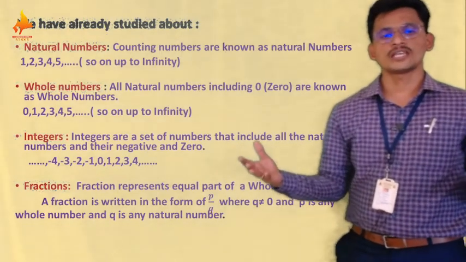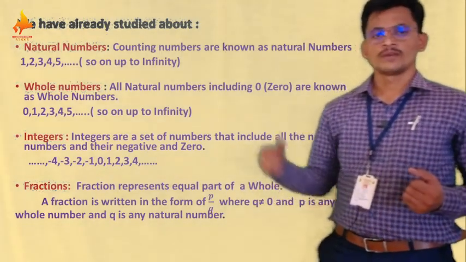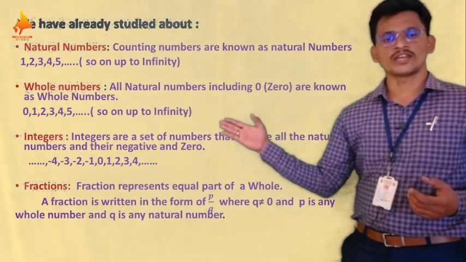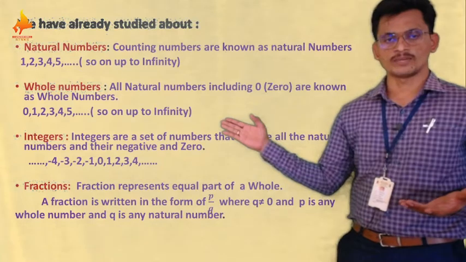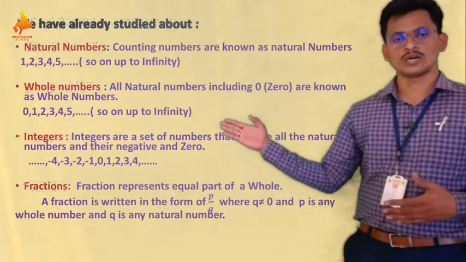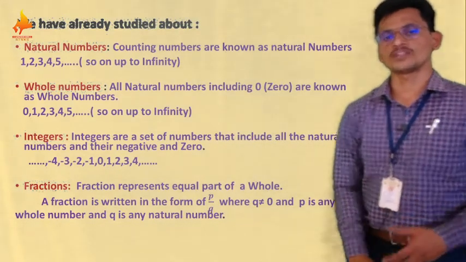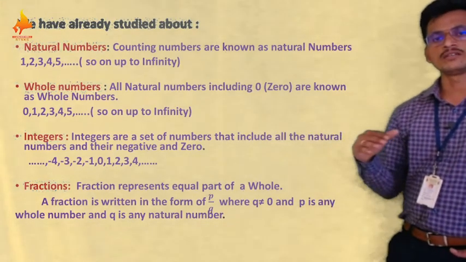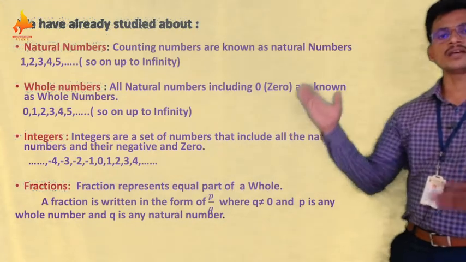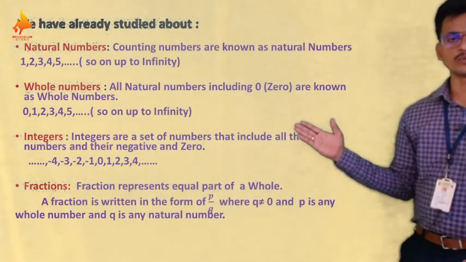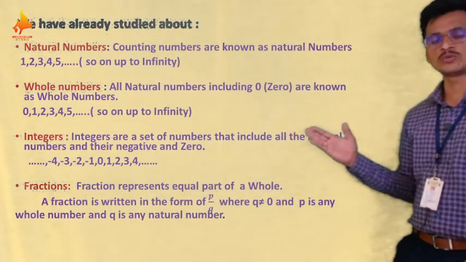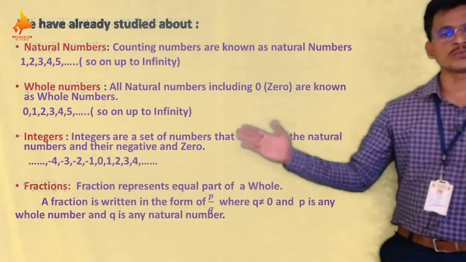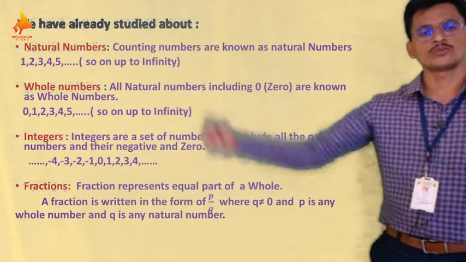Then the next numbers are integers. All natural numbers, the opposites of natural numbers, meaning the negatives of natural numbers, and 0 are called integers. So the definition of integers is the set of numbers including all natural numbers, their negatives, and 0. So we get 0, 1, 2, 3, 4 and so on up to infinity, as well as -1, -2, -3 and so on up to infinity.